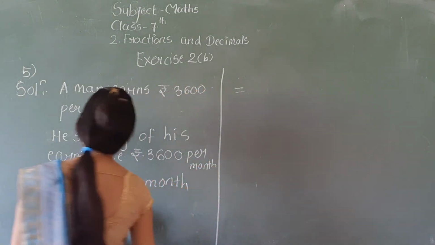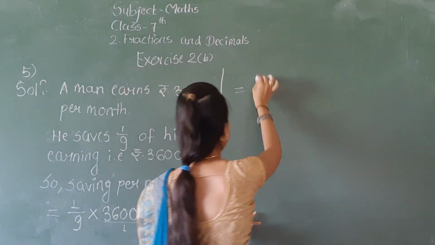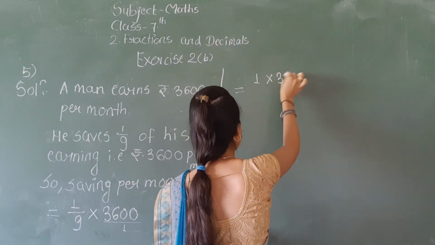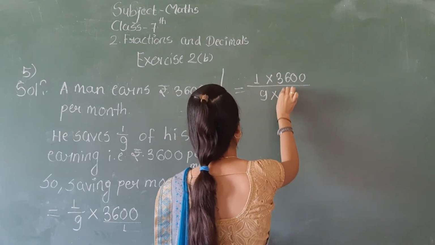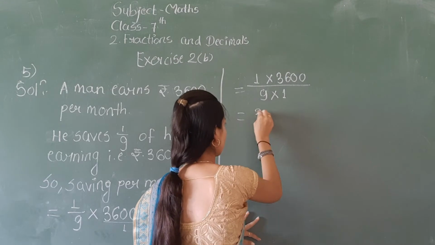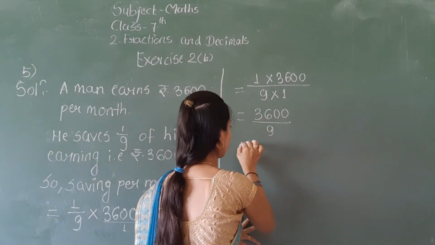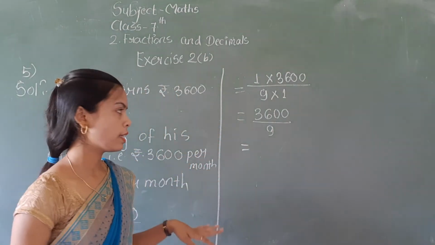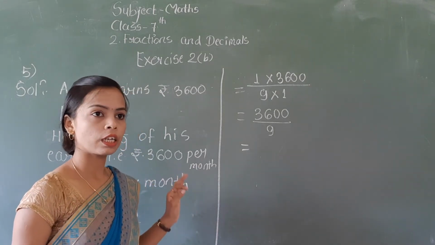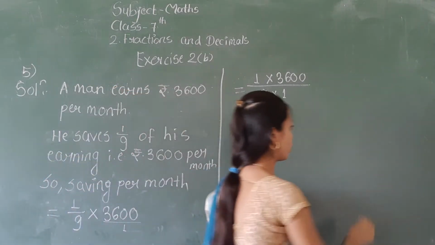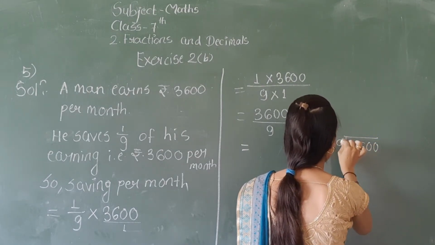We have to multiply it. Here there is no denominator, that means 1. So we write it as 1 into 3600 upon 9 multiplied by 1. So 3600 divided by 9. If you divide 3600 by 9, you can get your answer.